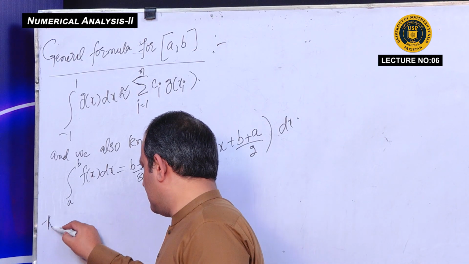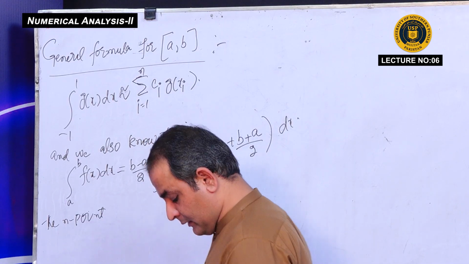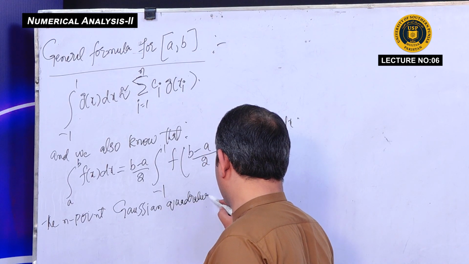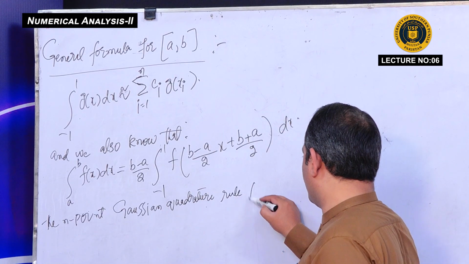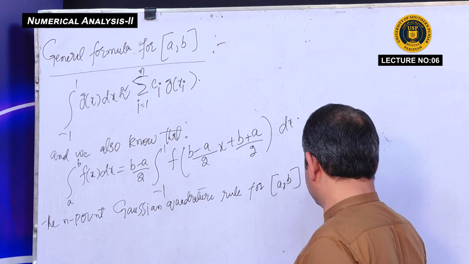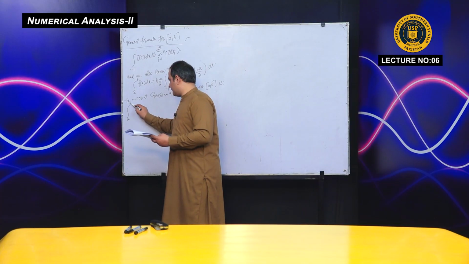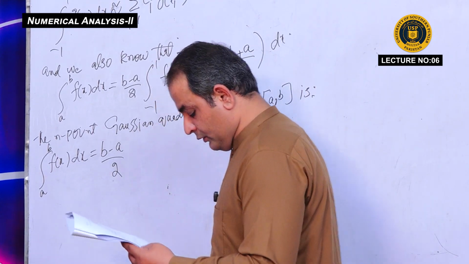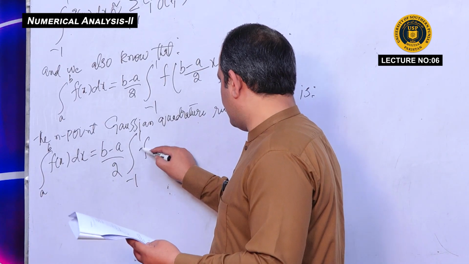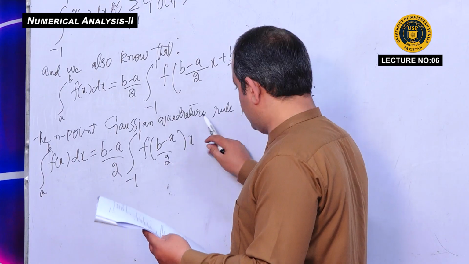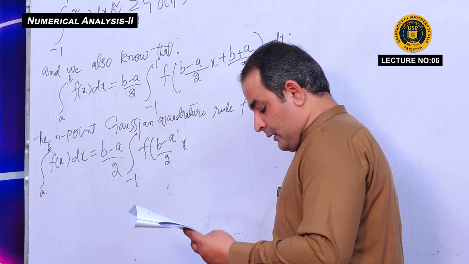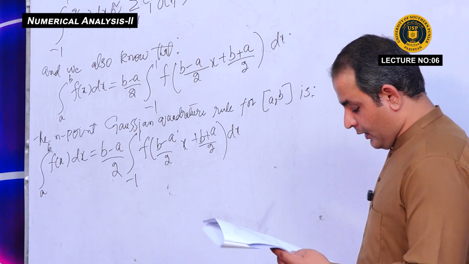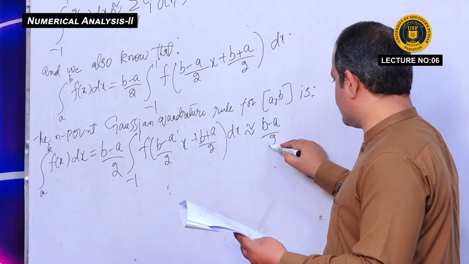So the n-point Gaussian quadrature rule for the interval ab is, let me write this, the integral from a to b of f of x dx equals (b minus a)/2 times the integral from -1 to 1 of f of ((b minus a)/2)x plus (b plus a)/2 dx, approximately equal to (b minus a)/2 as it is.